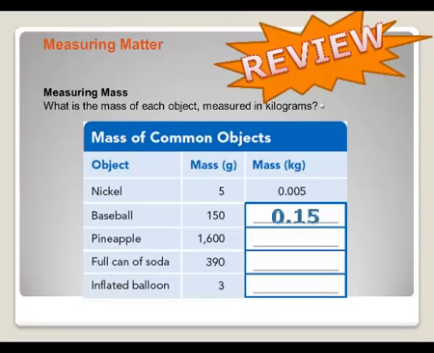Let's go down to pineapple. Give pineapple, a full can of soda, and an inflated balloon a try on your own. When looking at the pineapple, if it weighs 1,600 grams, I would move the decimal point 3 places to the left, which would give me 1.6 kilograms. The full can of soda, 3 places to the left, would give me 0.39 kilograms. And the inflated balloon, 3 places to the left, would be 0.003 kilograms.